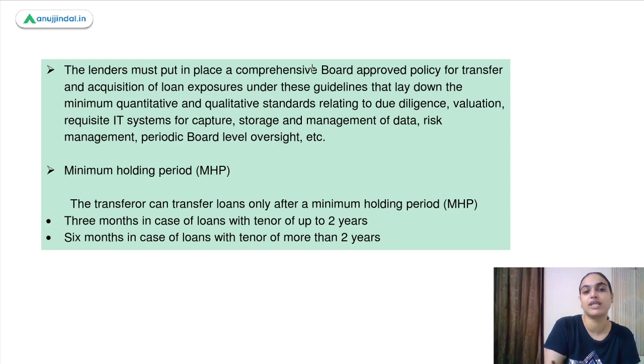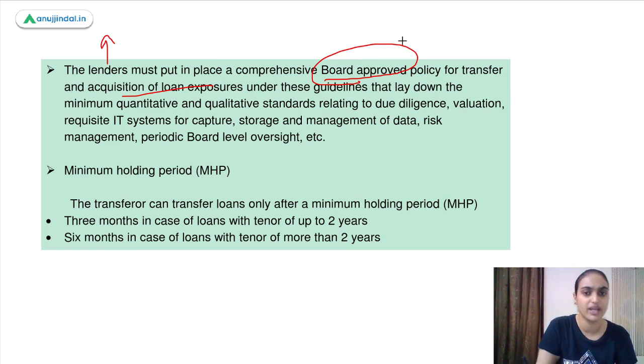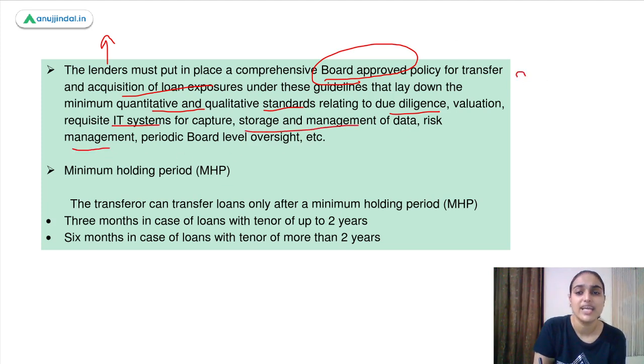The lenders must put in place a comprehensive board approved policy for transfer and acquisition of loans. To jo bhi lenders hain unko ek policy banani hai jo unka board approve karega, and us policy mein आपको पूरे प्रोसीजर्स बताने हैं कि कैसे, क्या, कौन से केसेस में ट्रांसफर्स अलाउड हैं, कैसे अलाउड हैं, all these things under these guidelines that lay down the minimum quantitative, qualitative standards, due diligence, IT system, storage management of data, risk management. So, इस set of guidelines में, इस directions में बताया गया है कि कैसे आप due diligence make sure कर सकते हो, क्या qualitative, quantitative standards आपको follow करने हैं, कैसे आपके IT systems होने चाहिए, risk management के लिए आपको क्या करना है. So, lenders need to have a board approved policy under these guidelines that lay down these minimum requirements.